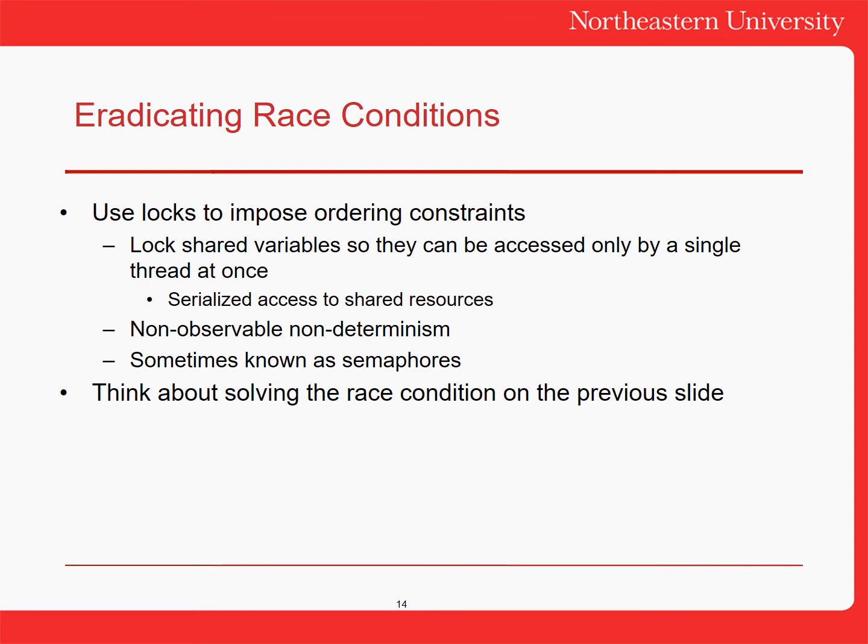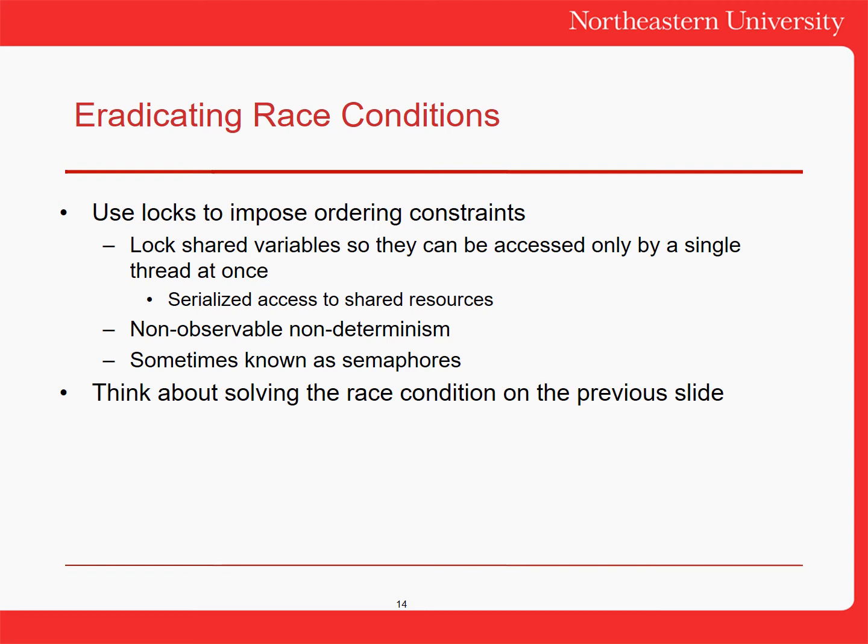And to eliminate race conditions, we use something called locks. Locks are used to basically place a boundary around shared variables, so they can only be accessed by a thread which has acquired the lock before it changes the shared variable. So basically this provides a gate. A thread must come in through the gate, it shuts the gate behind it, it does its thing, it then opens the gate and leaves, and another thread can then come in through the gate. And this ensures non-observable non-determinism.